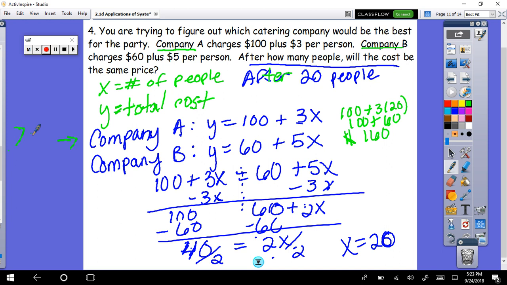So anything over 20 people, company A would be the better plan. For anything greater than 20, company A, because it's only $3 per person after that 20, versus company B, you're going to pay $5 per person after 20. But less than 20, you pay a lower intro price. So less than 20, company B, more than 20, company A, 20, they're the same price, cost you 160. So again, that was comparing two things. So we have an equation for both, and we want to know when they're equal.